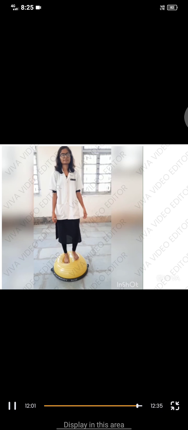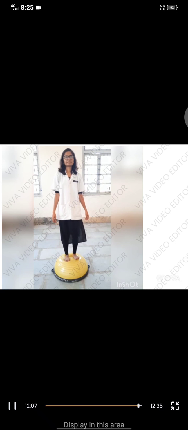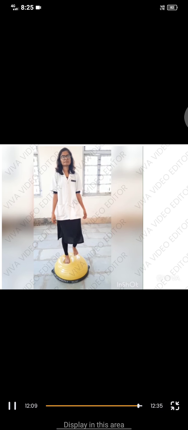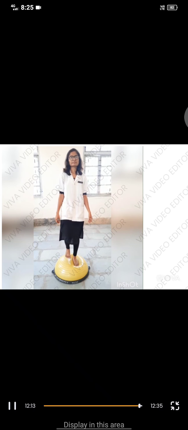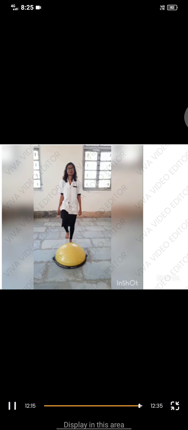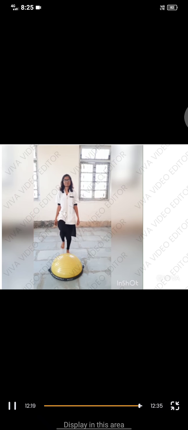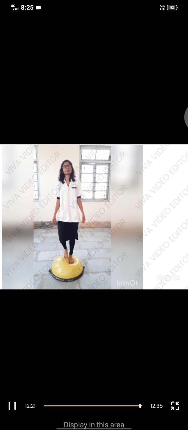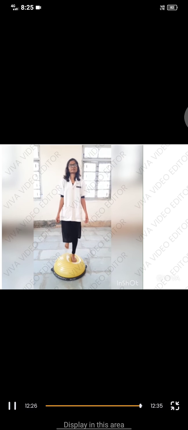The progression on a standing surface is marching on a Bosu ball. In this, the subject first stands on a Bosu ball and after that the subject marches on the Bosu ball while maintaining a balance. The progression on a Bosu ball is step up and step down. In this pattern, the subject tries to step up and step down on a Bosu ball while maintaining a balance.